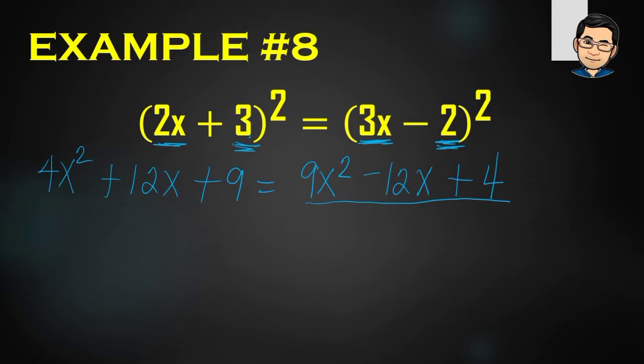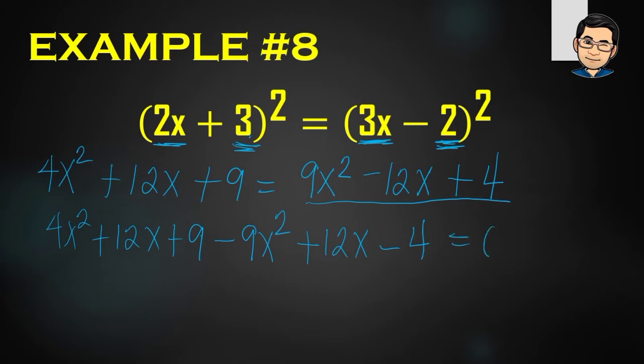So, 4x squared plus 12x plus 9 minus 9x squared plus 12x minus 4 equals 0. So, kapag hindi po natin binago yung sign niya, of course, automatically, mali po yung sagot. Now, combine like terms. 4x squared tsaka negative 9x squared, that will become negative 5x squared. And then, 12x plus 12x, that is 24x.